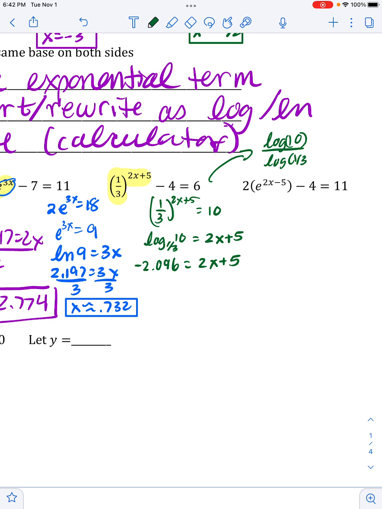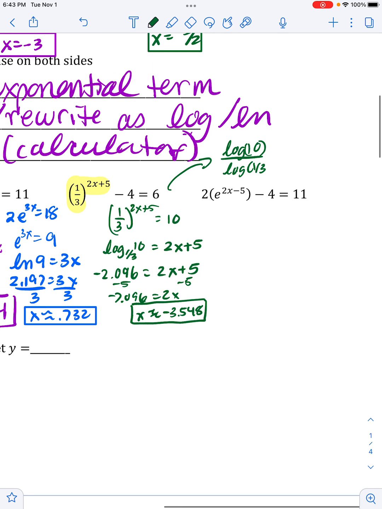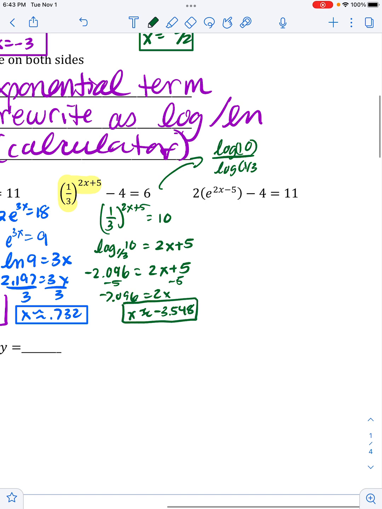So that becomes my negative 2.096. I take my 5 away, and so I end up with negative 7.096, and I divide by 2 for an answer of about negative 3.548. And my equal sign looks weird, like squiggly, because these are not exact values, just because I'm cutting them off. So that is my exponential part in this last example.